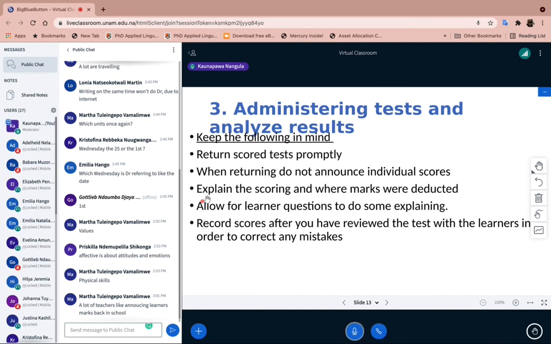And there's a comment made by Martha. A lot of teachers like announcing learners' marks back in school. That's true. They like to do that, but you're going to be different. Don't do that. All right, because we want to create confidence in the learners. All right, we don't want to break them. We don't want them to even hate each other just because of marks.